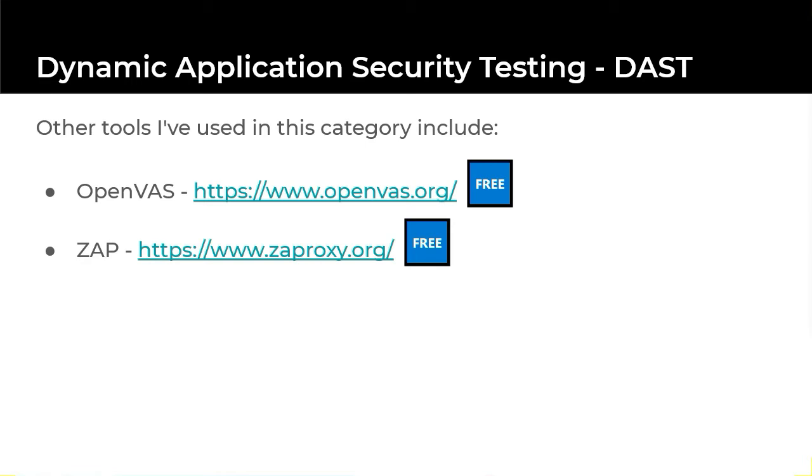ZAP, or the Zed Attack Proxy, is made by the Open Web Application Security Project and is one of OWASP's flagship products. It's a great tool, but definitely has a steeper learning curve than Nessus. ZAP has an integration available in GitHub Marketplace, so you can kick off a scan when you make changes to your application. I really like that feature, but of course most of us aren't hosting our repositories on github.com.